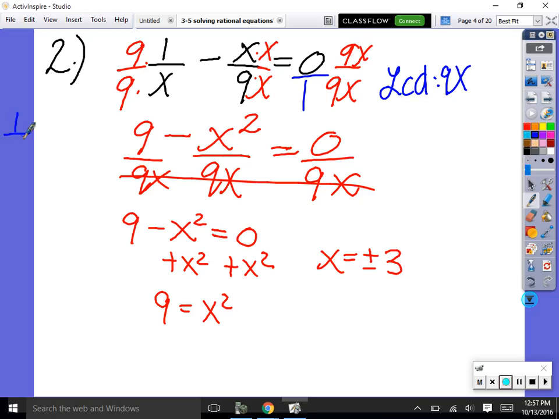So we have 1 over positive 3. I'm checking x equals 3. 1 over 3 minus 3 over 9. Does that equal 0? 1/3 minus 1/3, right? So that one works. We get to keep it.